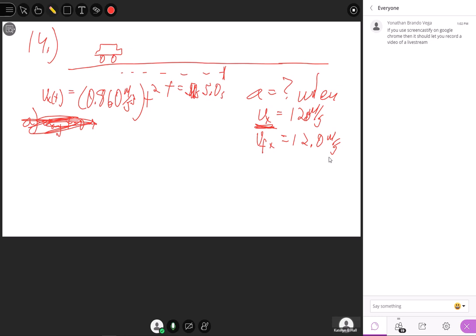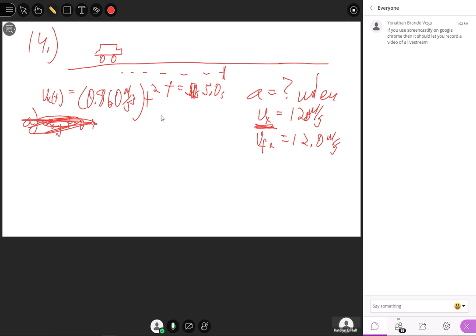Okay, so how in the world do we find this? Now notice, let's go back and look at it. It says that for the first 5 seconds, the car's motion is eastward, and the car's velocity is given by this function or this equation. All right? What is the acceleration of the car when its final velocity is 12 meters per second?